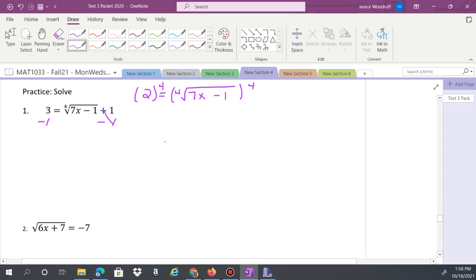And then we're going to do 2 to the 4th. What is 2 to the 4th? 16. Okay, so this 4th root, 4th power, that undoes the root. This is 7x minus 1. It's free now. So now we're just going to go through and solve. We're going to add 1. We're going to get 17 equals 7x. And we're going to get a nasty fraction here. That's okay. Fractions are still numbers. So we just get 17 over 7.